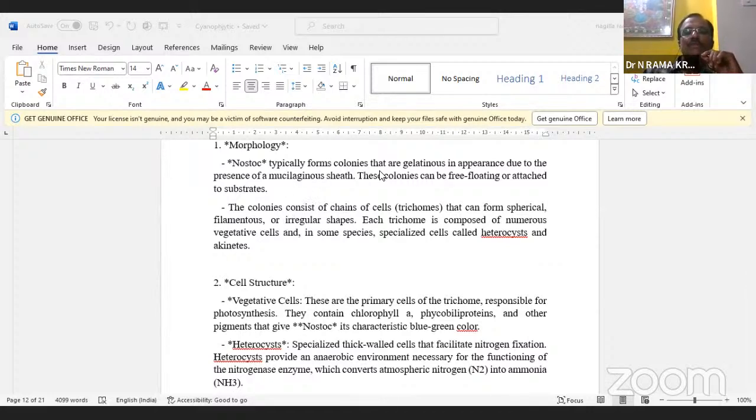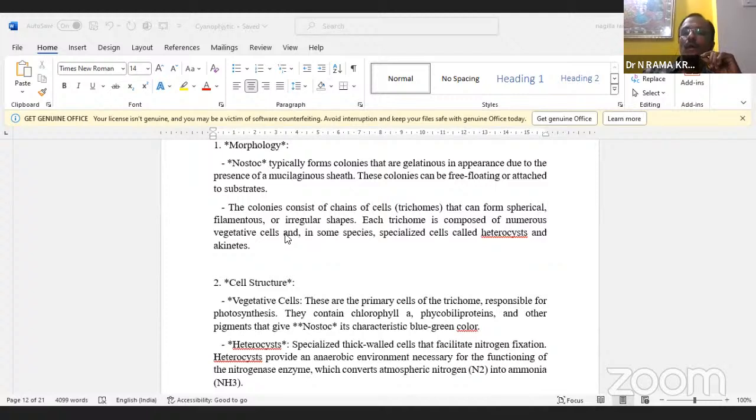Nostoc typically forms colonies that are gelatinous in appearance due to the presence of a mucilaginous sheath. These colonies can be free floating or attached to substrates. The colonies consist of chain-like structures, which we call trichomes, that can form special filamentous, irregular shapes. Each trichome is composed of numerous vegetative cells, and in some species, specialized cells are there.